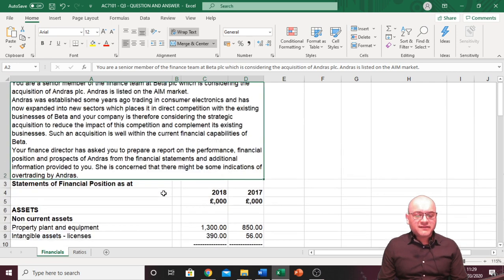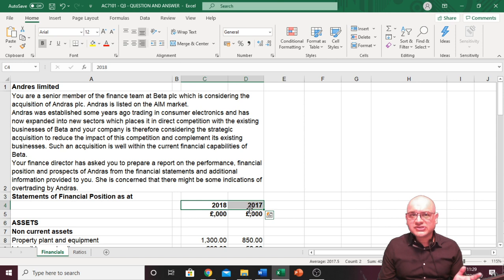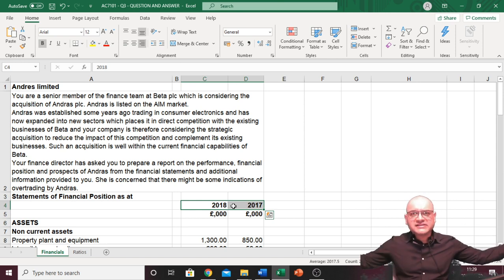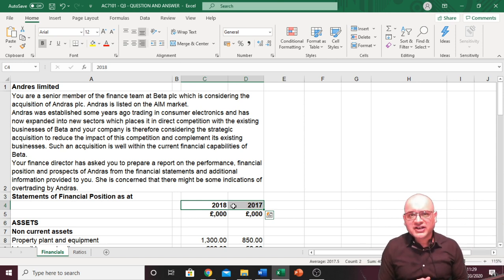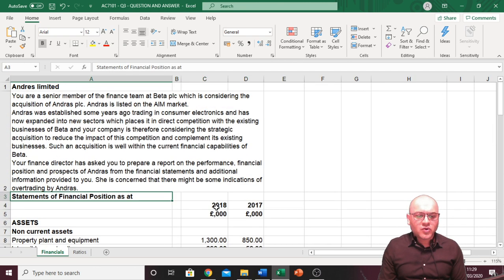Now we have been given financial statements of Analyst for the last 2 years. I know it's not enough. We need to have 5, 6, 7 years' worth of financial statements to have a meaningful analysis. But just to understand the principles, 2 years will do. So the first thing we have been given is the statement of financial position, or as we call it, the balance sheet.